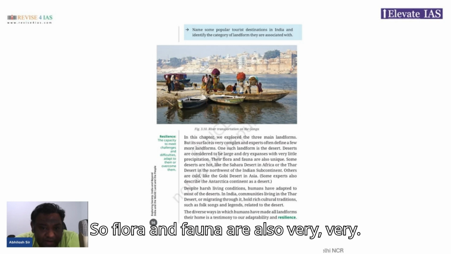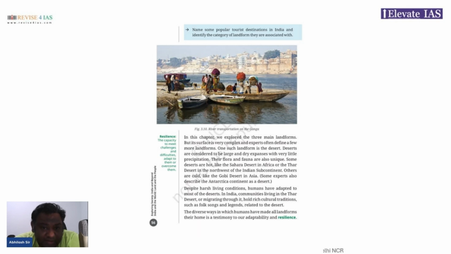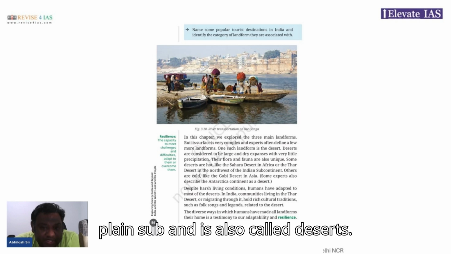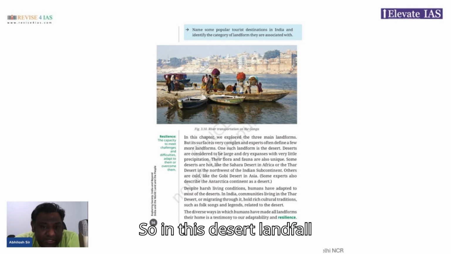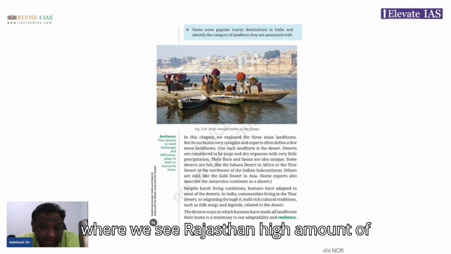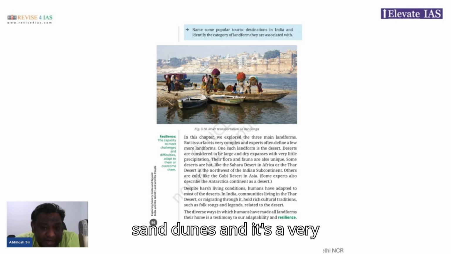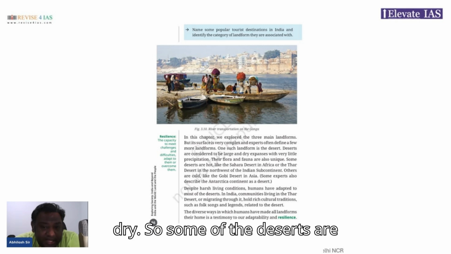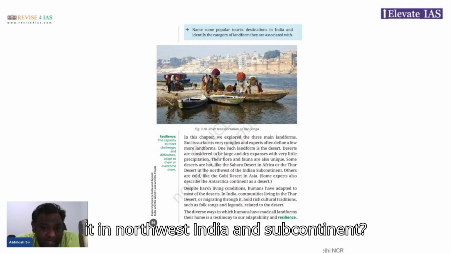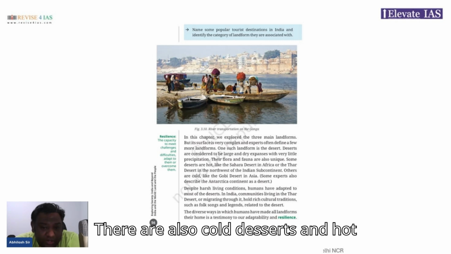So flora and fauna are also very dynamic when it comes to the plain region. In the plain, a subset is also called deserts. So in this desert landform, like Rajasthan, we see a high amount of sand dunes, and it's very dry. Some of the deserts are the Sahara Desert in Africa, and the Thar Desert in Northwest India and the subcontinent. There are also cold deserts and hot deserts.